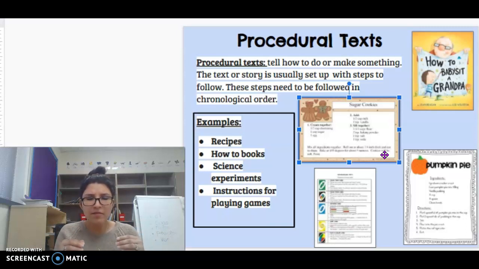I need to follow these steps in chronological order. I need to follow them just like the recipe says. Step 1, I need to do step 1 first. Step 2, do that next. Step 3, do that last.